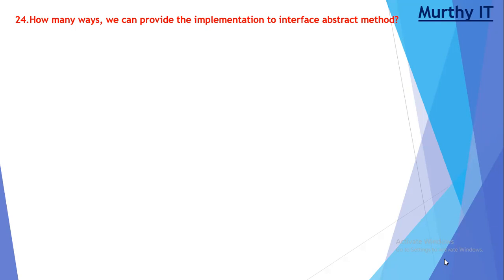Basically, we have three ways to provide the logic to the interface abstract method. The first way is by implementing a class. The interface is there, we implement it, and we provide the logic.